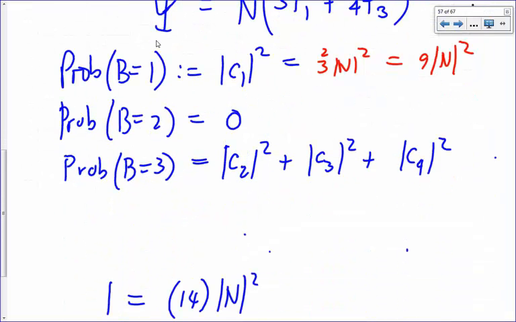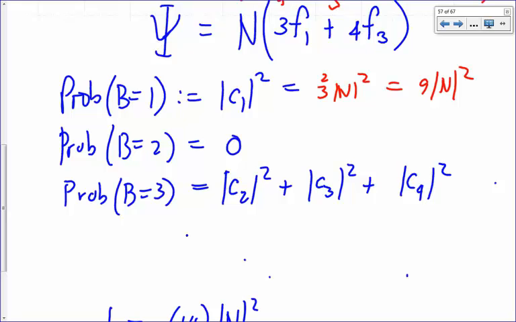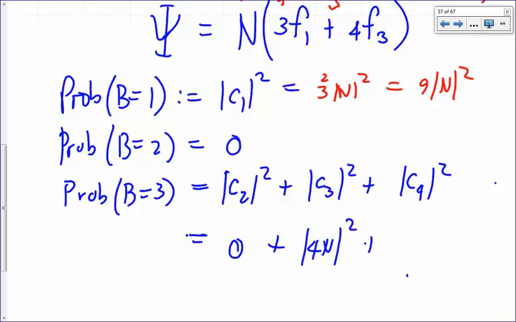So what will be this answer right here? It's going to be 3n squared. Oh, sorry. What's the coefficient of F2? 0. Plus the coefficient of F3? 4n squared. What's the coefficient of F4? 0.